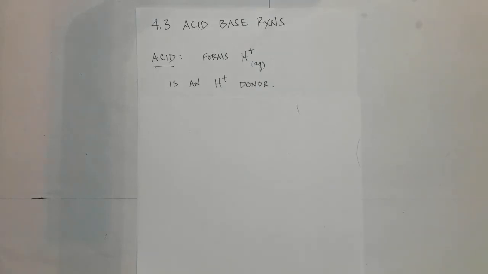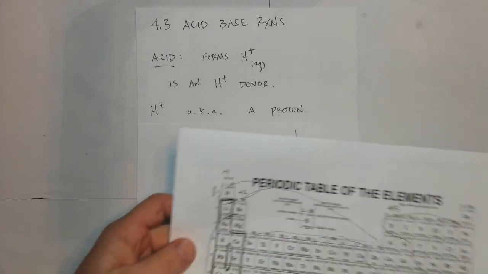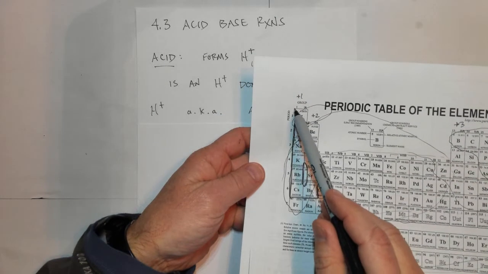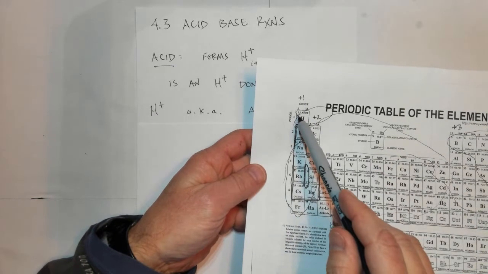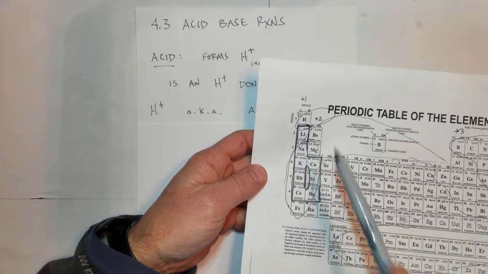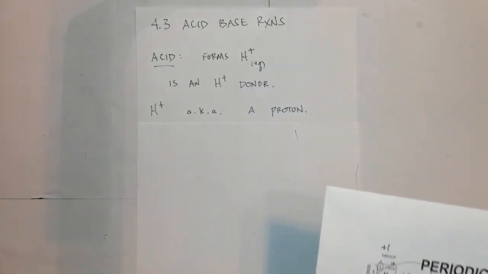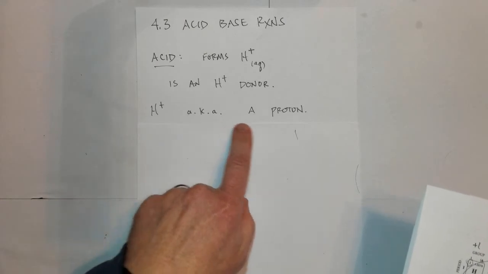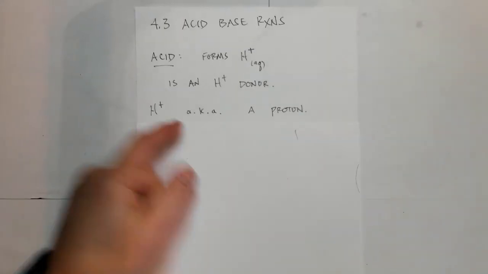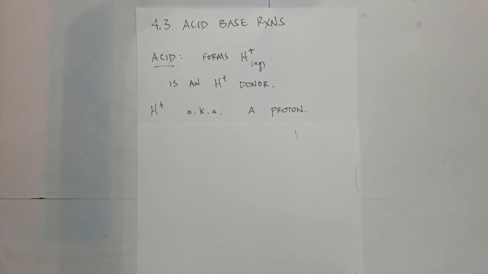Acids are known as H plus donors, and in H plus, if you look on the periodic table, hydrogen normally has one electron, but when it loses its electron, it has 0 electrons left. So the only thing remaining of that hydrogen that has lost an electron is a proton. And so H plus is also known as a proton. And so acids are sometimes known as proton donors, or ones that give away hydrogen ions.